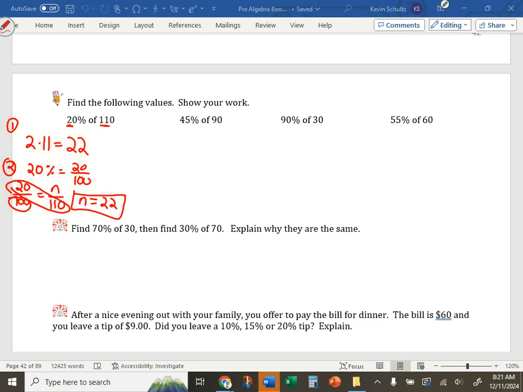Other questions, other sections that need some assistance? If you're looking at the page and you're like, I don't know how to do this, then let's talk about it.